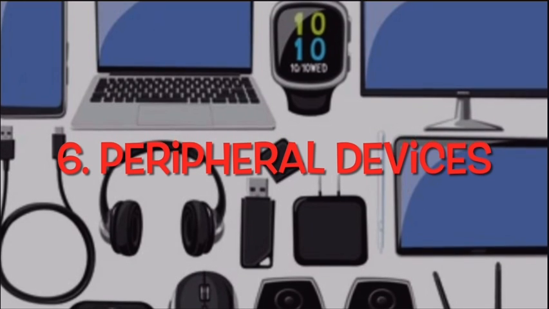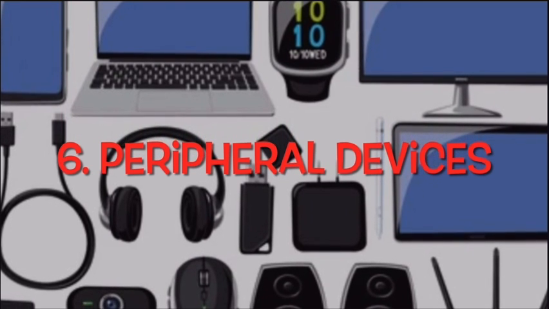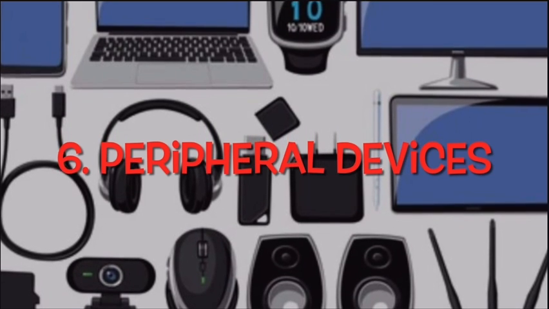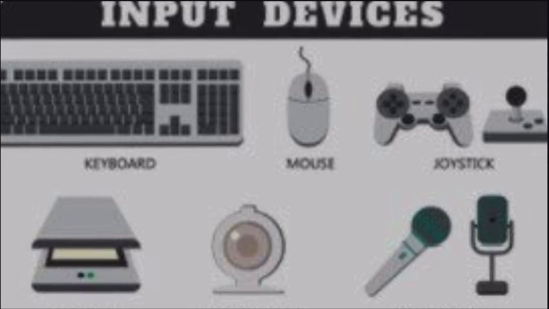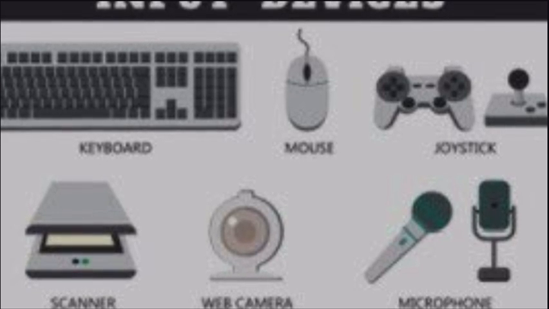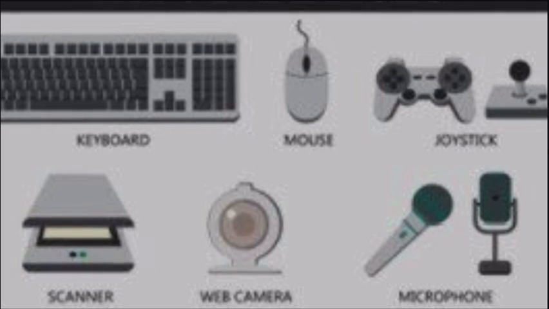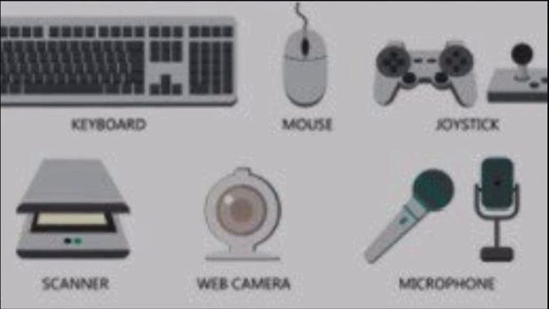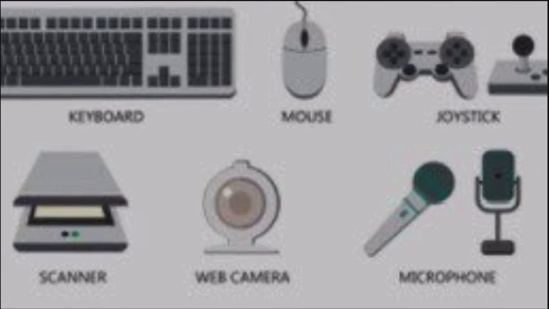6. Peripheral devices. Peripheral devices are external hardware components connected to a computer that expand its functionality and provide additional input, output, or storage capabilities. Here are some common types of peripheral devices. Input devices. Keyboard allows the users to input text and commands. Mouse enables pointing and clicking to interact with the graphical user interface. Scanner converts physical documents or images into digital format.